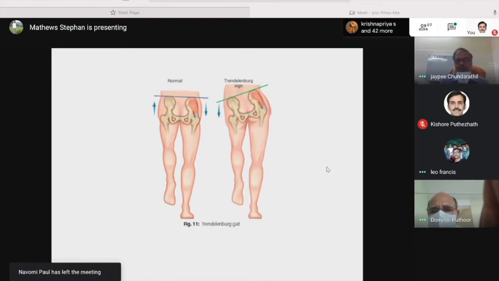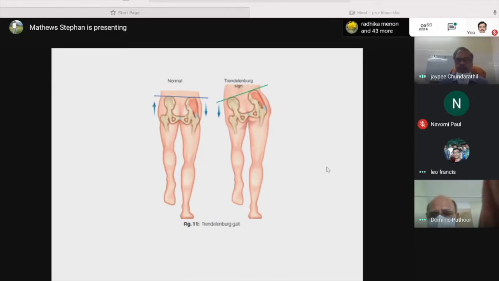That is lost. So normally the pelvis should go up when we are lifting that leg up and then move. But when on the disease side that is not happening, then the sound side sags.